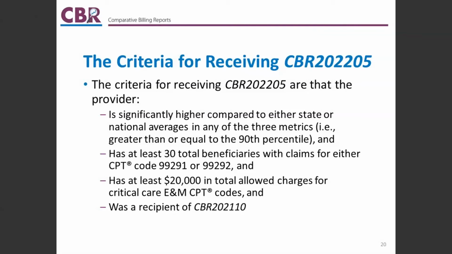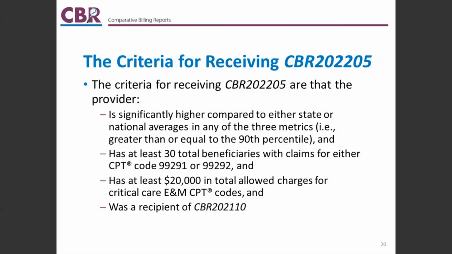The review of the metrics and their role in the CBR topic helps us to understand the criteria for receiving a CBR 202205. Using all of the data and research, the CBR team created criteria to select the providers who will receive a CBR 202205. That criteria is that the provider is significantly higher compared to either the state or national averages or percentages in any of the three metrics, which would be greater than or equal to the 90th percentile, and the provider has at least 30 beneficiaries with claims for CPT codes 99291 and 99292. The provider has at least $20,000 or more in total allowed charges, and the provider was a recipient of CBR 202110.